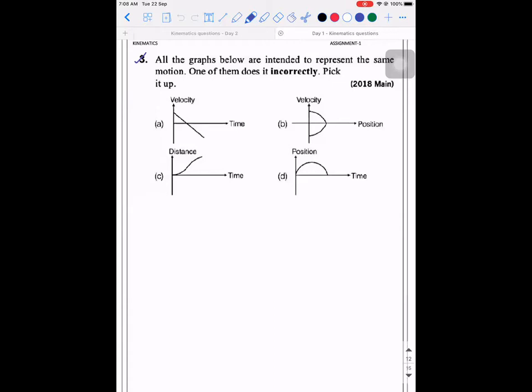All the graphs below are intended to represent the same motion. When they say same motion, it can be uniform motion or uniformly accelerated motion, something of that sort, right? Like, what are all the graphs that are given? If you see the first two graphs, they are velocity time graphs. The first one is a velocity time graph. If you observe this, here velocity and time, if you observe the velocity is increasing with respect to time, what kind of a motion is this?